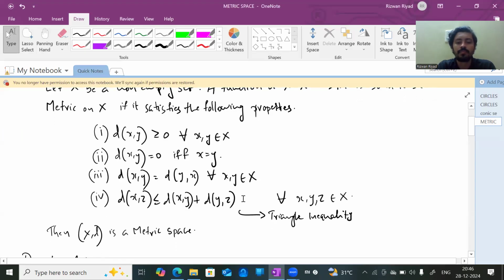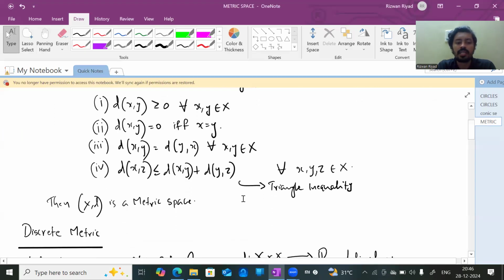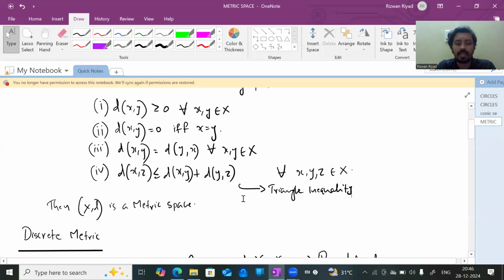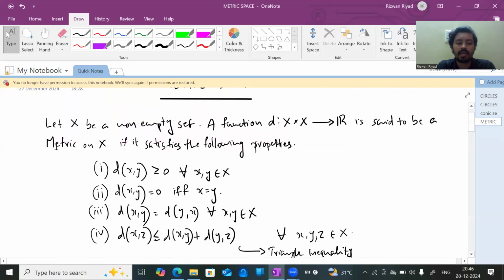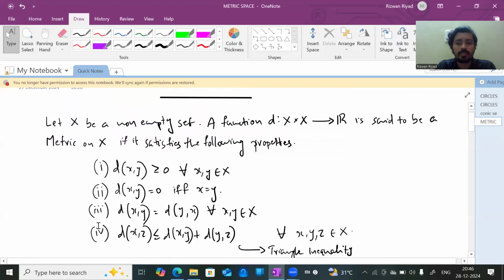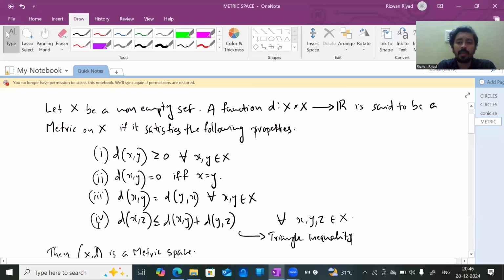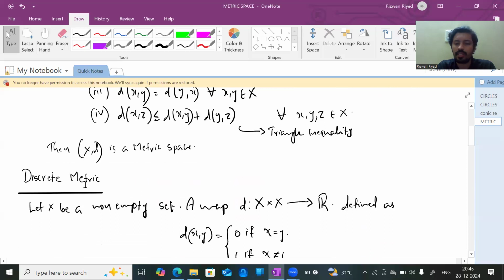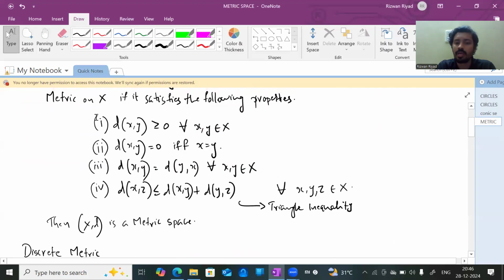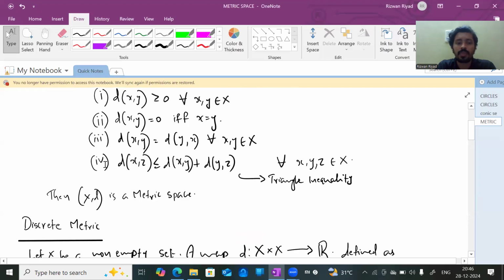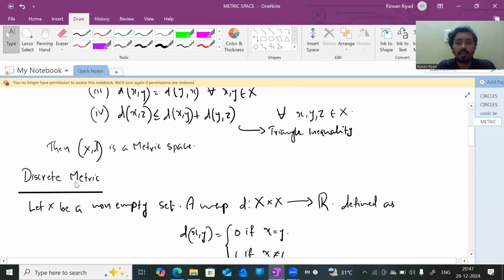Let's move to the next case, that is discrete metric. Here we discussed what is meant by a metric: it should satisfy these four conditions. Let's move to a special type of metric known as discrete metric. From the name you can understand it is a metric itself. It satisfies all these four conditions, but it's a special kind of metric, not an ordinary metric. That's why the name discrete metric.